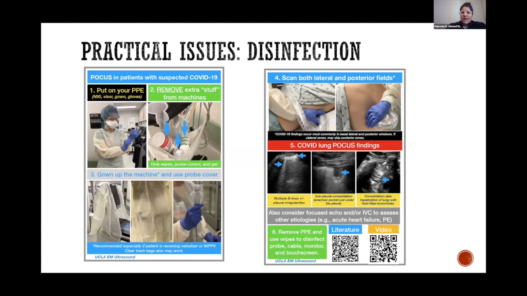And you will all have access to these slides, and I will add a slide with a link to a bunch of other resources for you as well. But I just want to comment that disinfection is a huge issue, and we have to be extremely careful with this. So this is just a nice breakdown of how to disinfect.